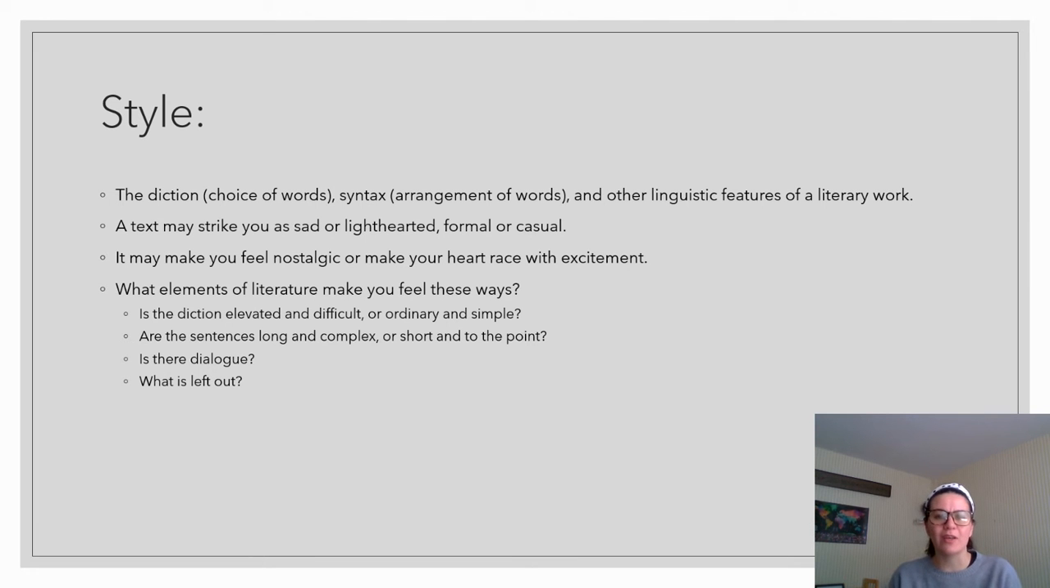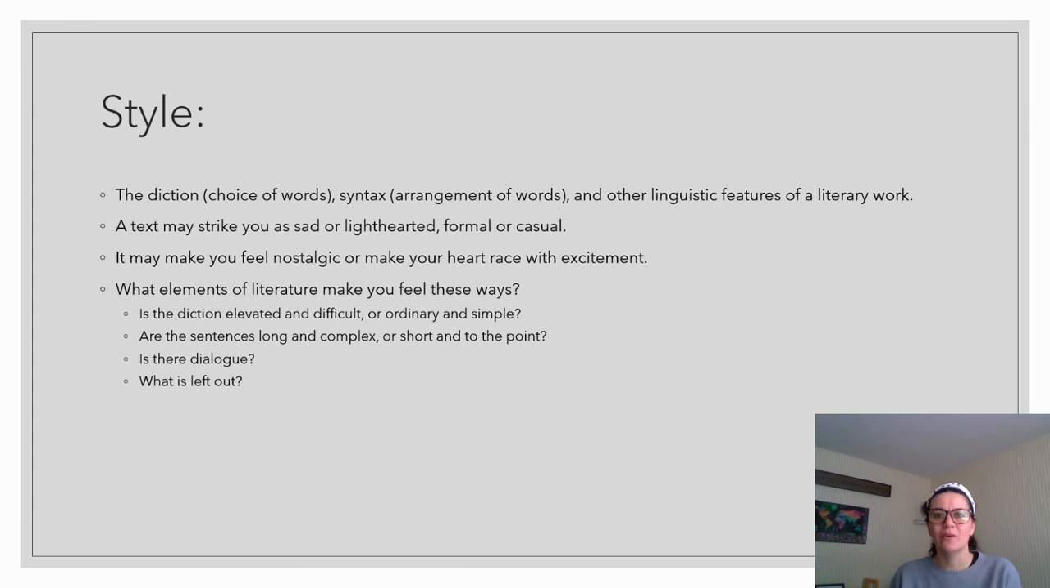All of this is done. That author has the ability to kind of control your emotions and your reactions through the words they use and how they use them. It's really brilliant when you think about it. So when you're looking at works, analyze the style. Is the diction elevated and difficult or ordinary and simple? Why? Are the sentences long and complex or short and to the point? Why are they that way? What is the point behind it? What is it doing for the overall meaning of the story?